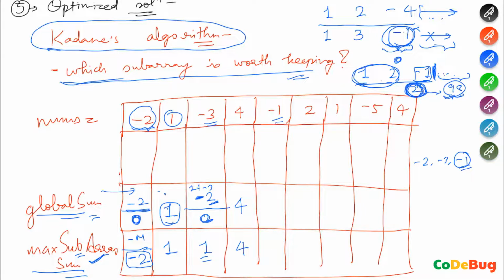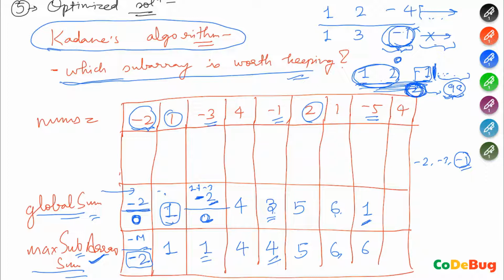Now we have -1. This will become 3, right? This is the second case that we discussed here. So we'll still keep it. We'll have 3. Is it greater than the maximum subarray sum? No. So we'll keep it at 4. Now we have 2, so 3 and 2 is 5, right? So 5 will be kept in the global sum, and for maximum subarray sum, between 4 and 5, which one is greater? 5. So we'll update it to 5. Now we have 1. The global sum will be 6. Between these two, which one is greater? 6. So we'll update it to 6. Now we have -5. We'll add it to 6. We'll have 1. Between these, which one is greater? Obviously 6. So we'll keep it 6.